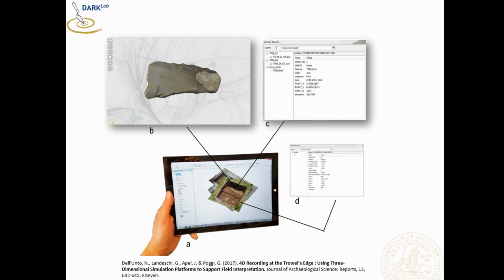For example, in this case, it's the case of Schemping. It's an excavation which we have been recording for 4 years, completely in 3D. We only use 3D models or 3D surface models.